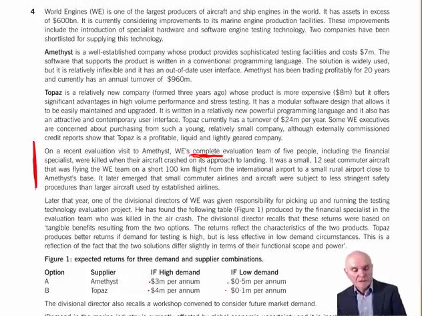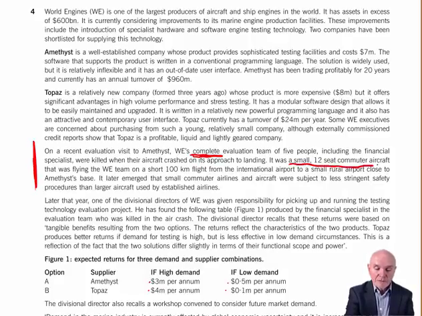So maybe one thing we should do is not have all our eggs in one basket, or all our evaluation team in one aeroplane here. Many large companies have a policy that their top staff will not travel together in case of some accident. So you can easily put some sort of a rule like that in there. The aircraft crashed on its approach to landing. It was a small, 12-seater commuter aircraft.